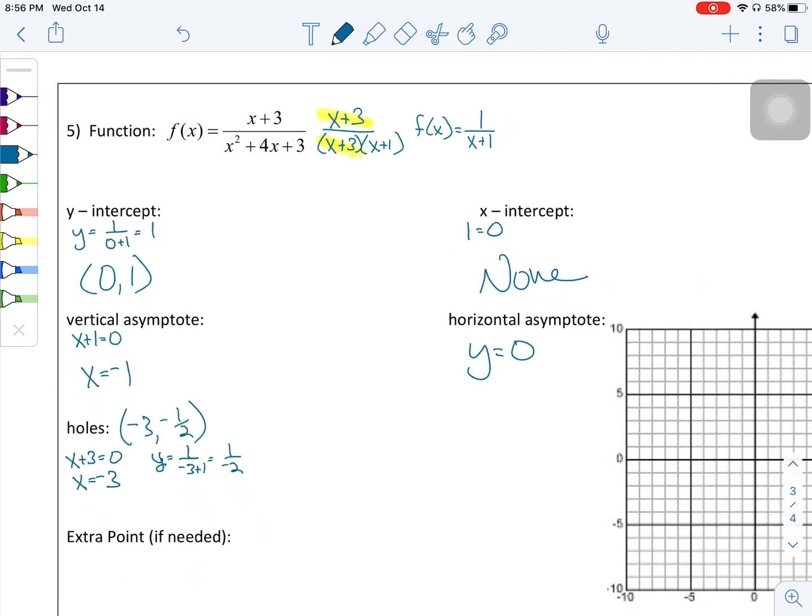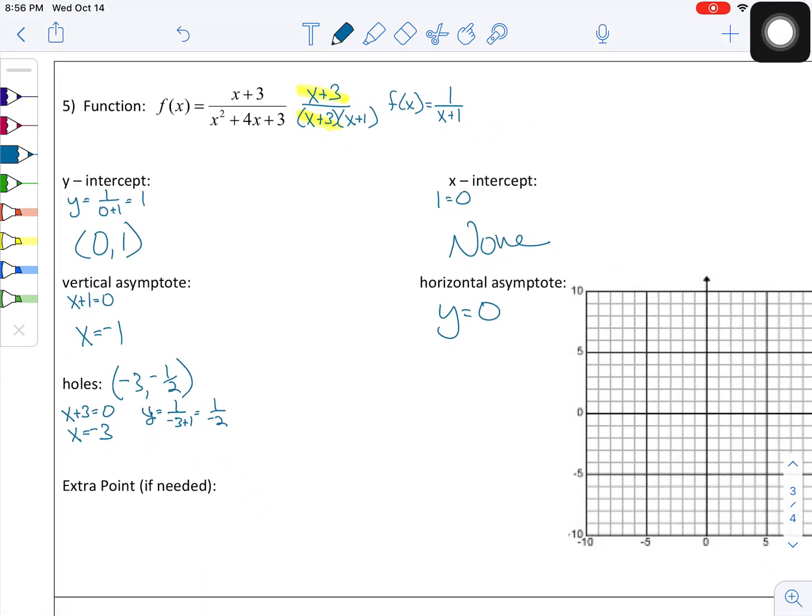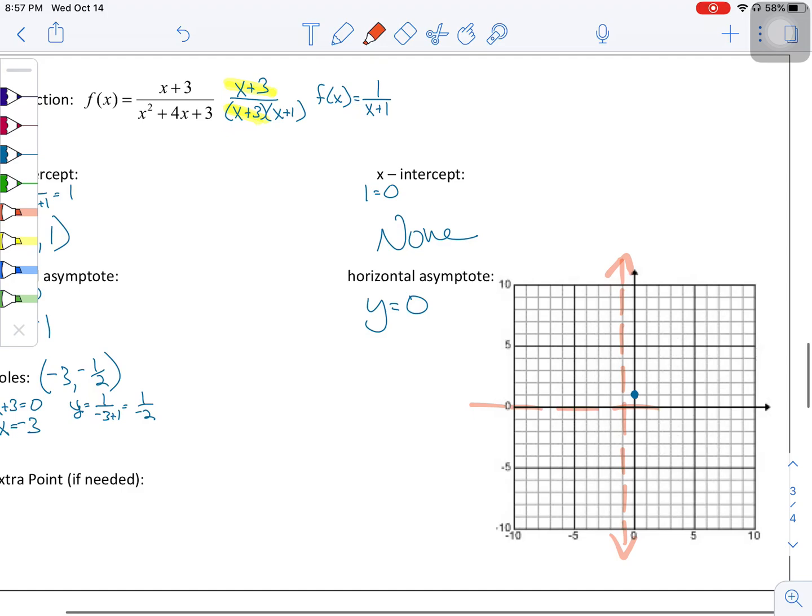All right, so I'm going to take this information and stick it onto a graph here. Let's see what we got. So (0, 1) for my y-intercept. No x-intercept, so I'm not going to worry about that. Let's go ahead and put some asymptotes on here. X equals negative 1, it's going to be this vertical asymptote right there. Y equals 0 is the x-axis right here. We have a discontinuity at negative 3, negative 1/2.